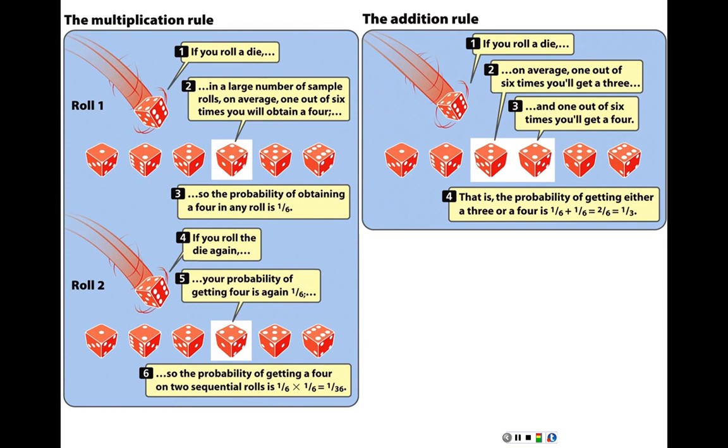The sum rule says, well, let's say you roll a 3. What's the probability of rolling a 3? 1/6. Let's say you roll a 4. What's the probability of rolling a 4? 1/6. But now the question is, what is the probability of rolling a 3 or a 4? Remember, the word "or" is the sum rule. A 3 or a 4 is 1/6 plus 1/6, or 2/6.